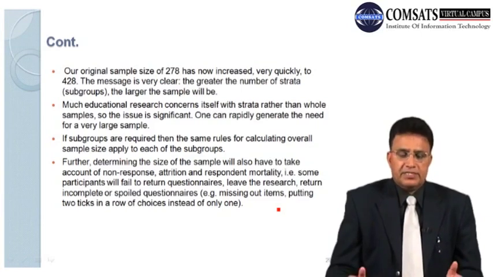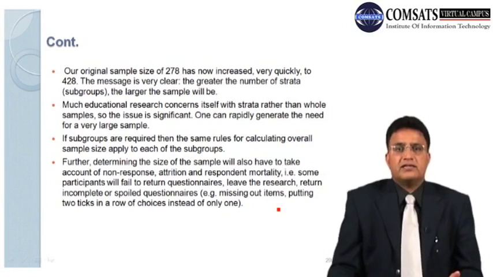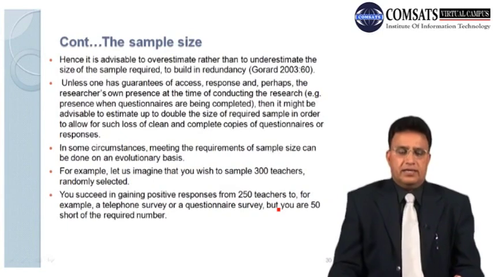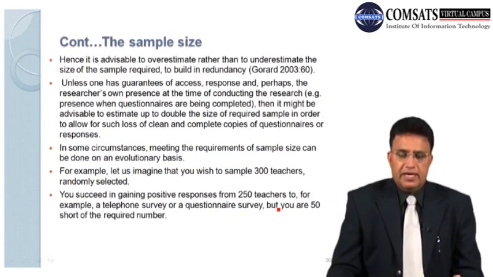Further, determining the size of the sample will also have to take account of non-response, attrition, forgetfulness, and respondent mortality. That is, some participants will fail to return questionnaires, or leave the research, or return incomplete or spoiled questionnaires, for example, missing out items, putting two ticks in a row of choices instead of only one. Hence, it is advisable to overestimate rather than to underestimate the size of the sample required to build in redundancy.